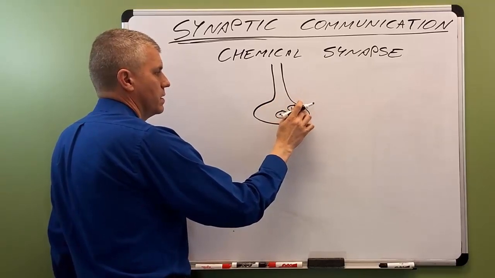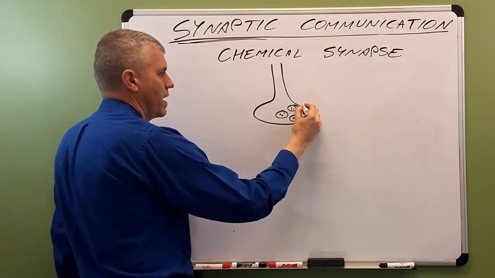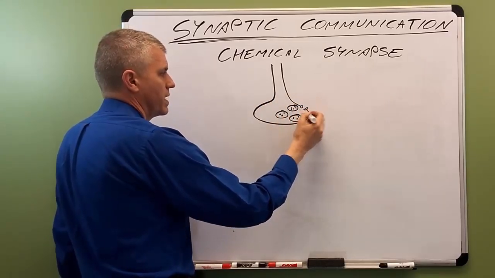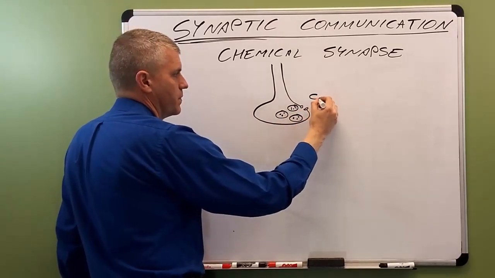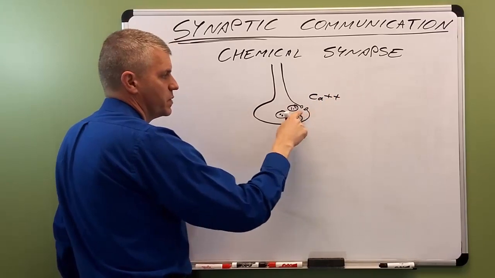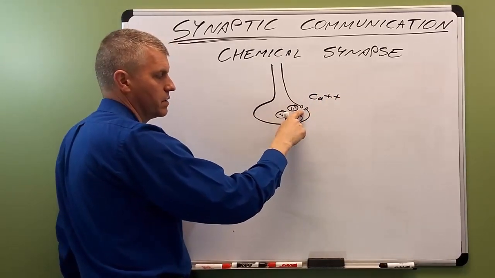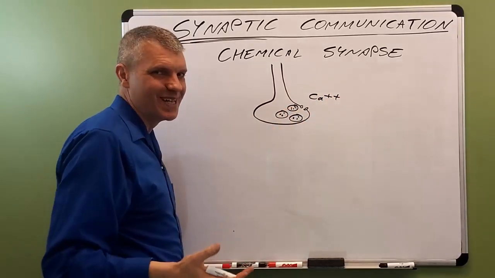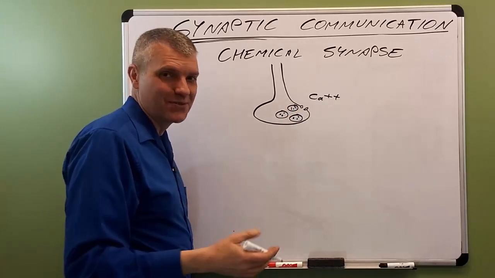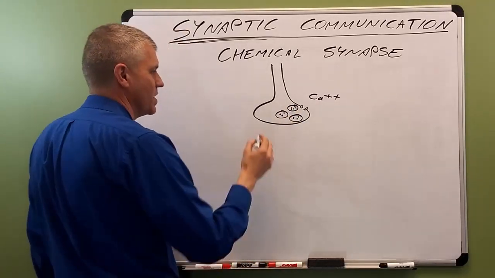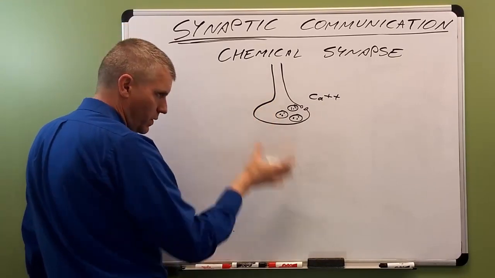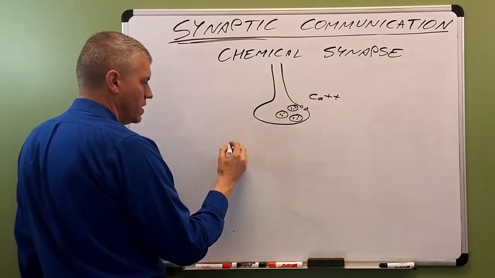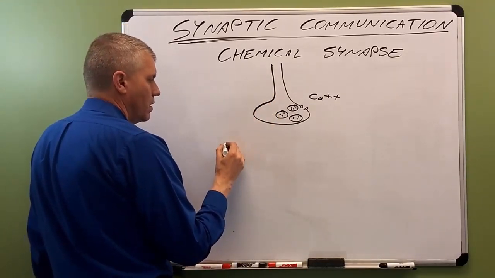The other thing that is present on the membrane of the axon terminal are channels for calcium. Specifically, they're voltage-gated channels for calcium, or voltage-gated calcium channels. So that's what's going on in the cell that's going to initiate the communication.